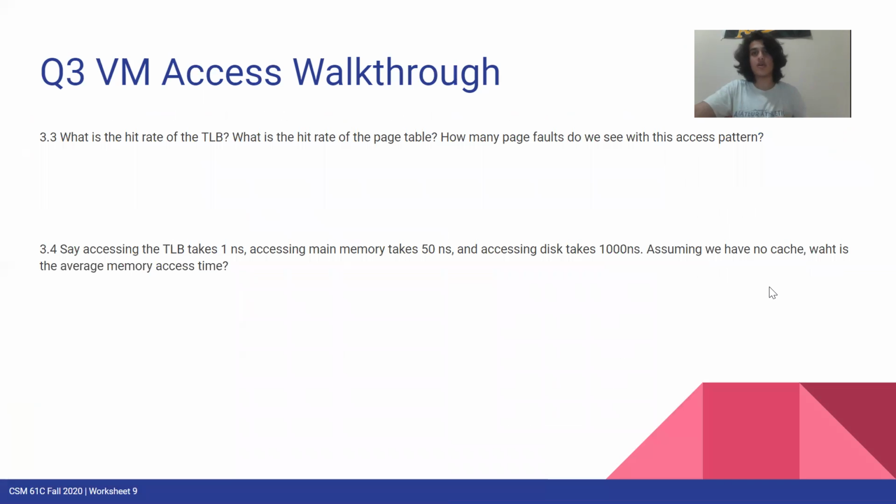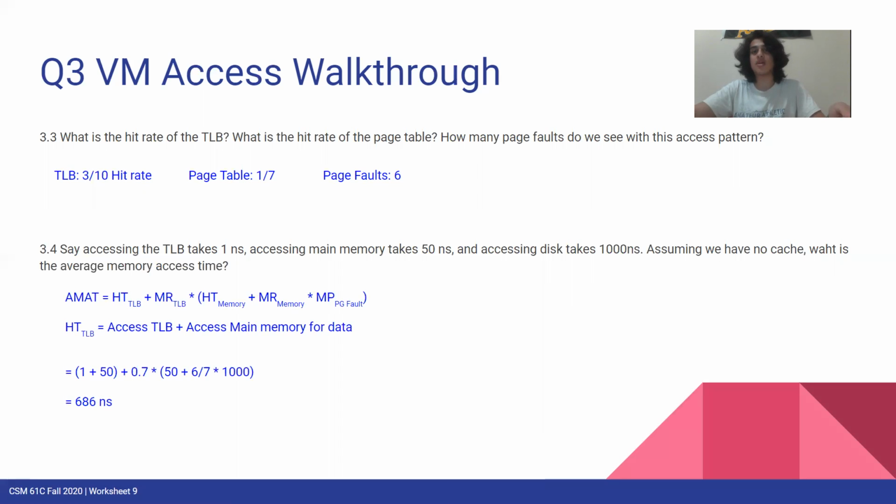So our hit rate from our TLB will end up being 3 out of 10, I believe. Yeah, 3 out of 10. Our page table was 1 out of 7. So we have 6 page faults, which is not great, but with such a small sample size, it's going to happen.